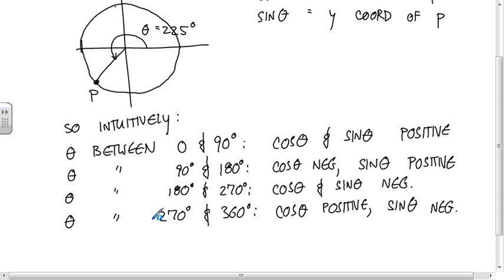You know that depending on what quadrant you're in, you expect certain things from the cosine and the sine. And you expect certain things from the x and y components of the vector, for the same reason.